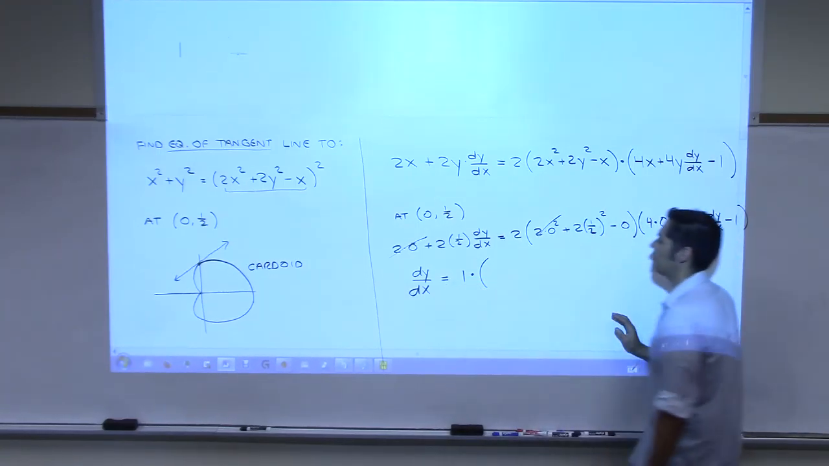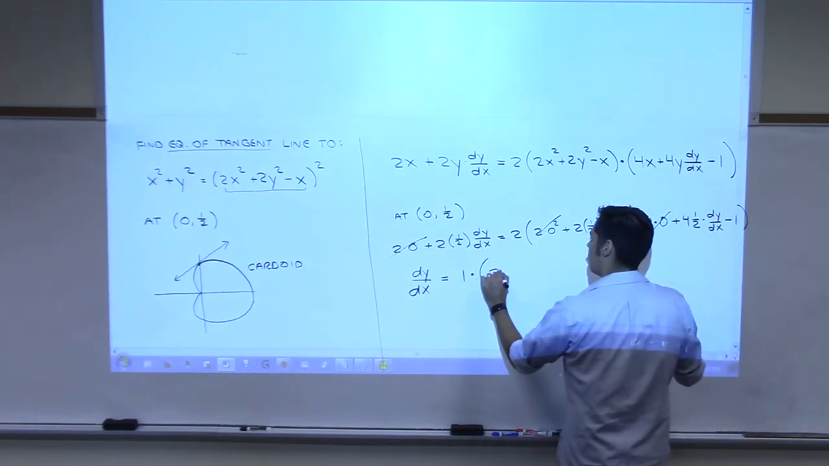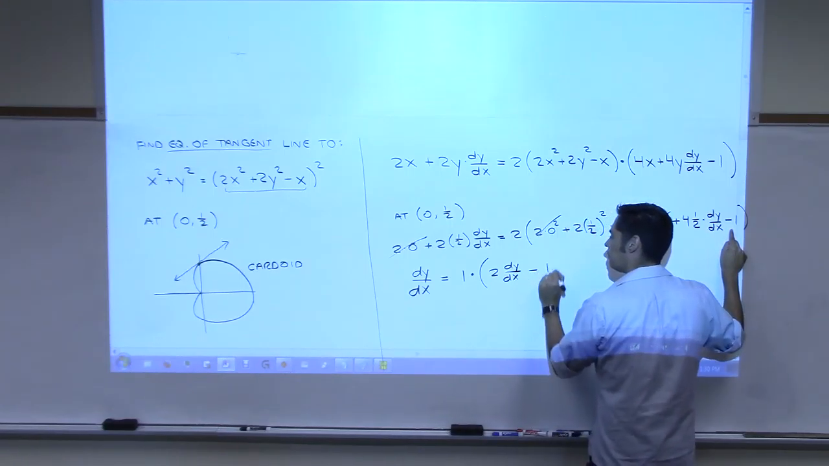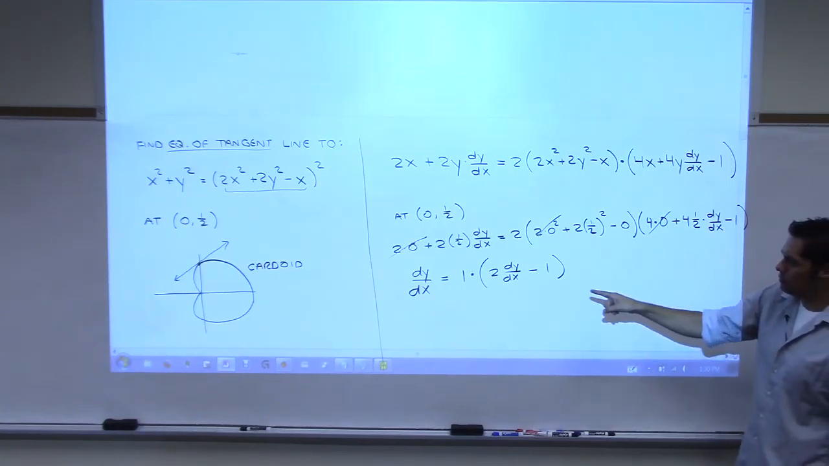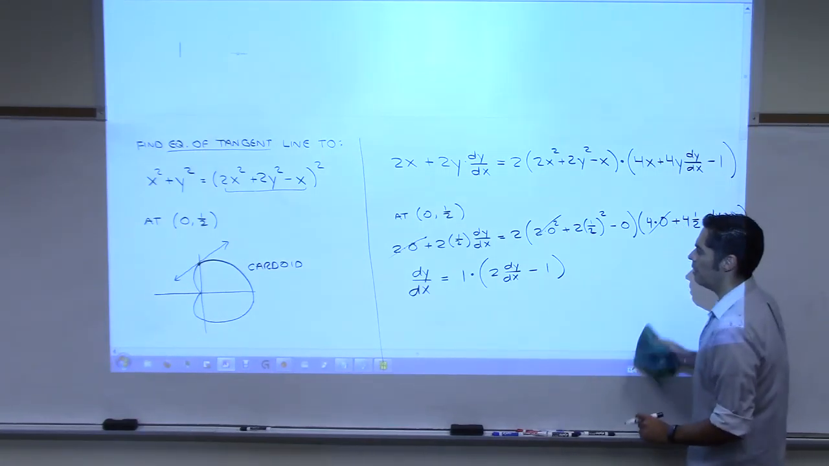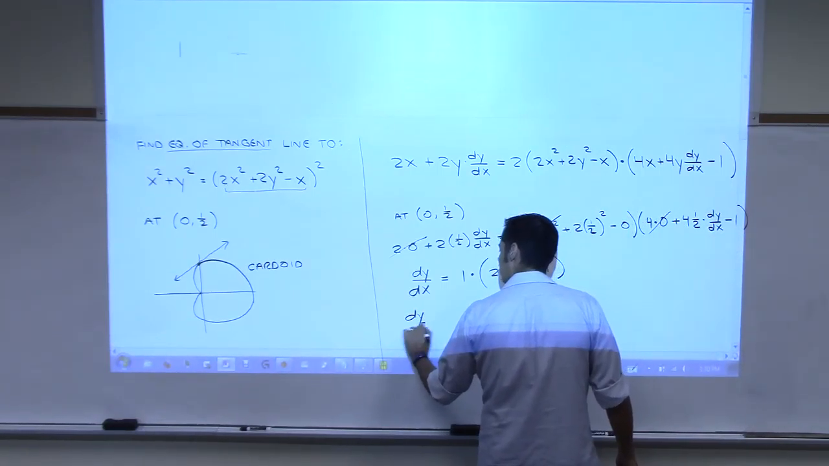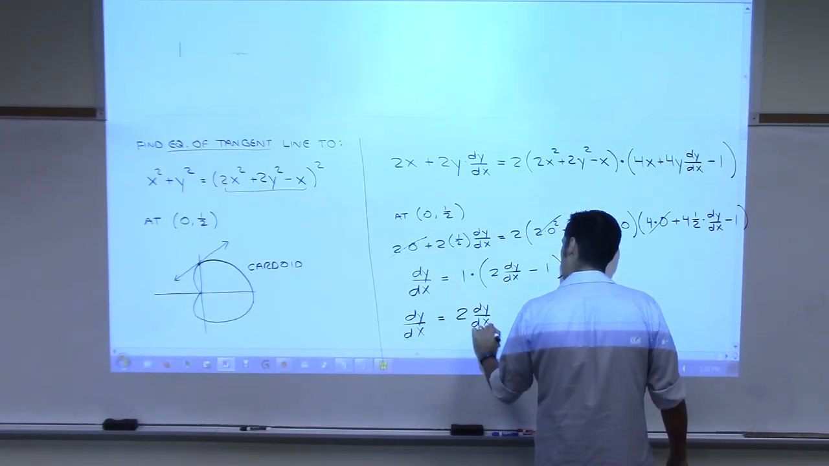And then times, let's see, that's gone, 0. 2, right? 2 times dy/dx. So 2 dy/dx. And then minus 1. Right? So I didn't need that 1 out front, but just to show you what's happening. Why is dy/dx... or, it's not, there's 2 of them. Never mind. Yeah, there's 2, so when we move it, it should be okay. So we get dy/dx equals 2 dy/dx minus 1.